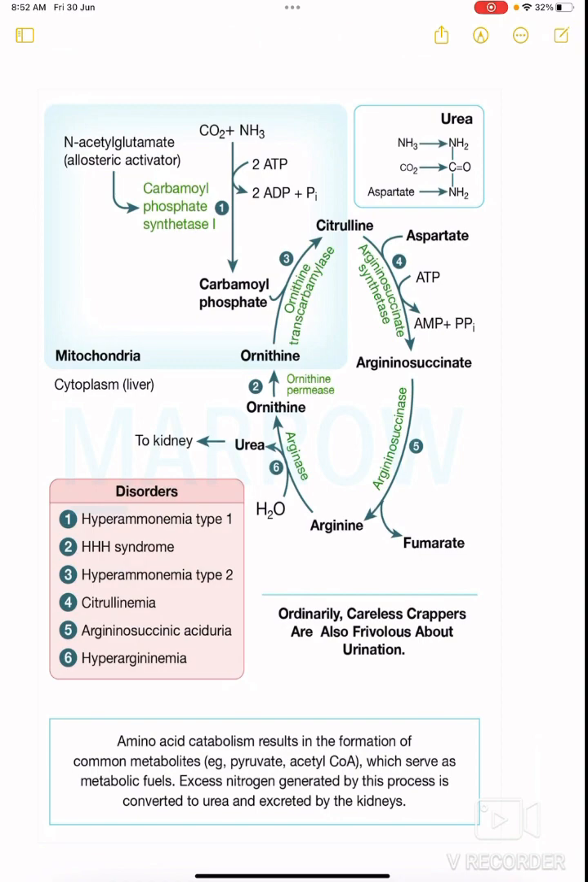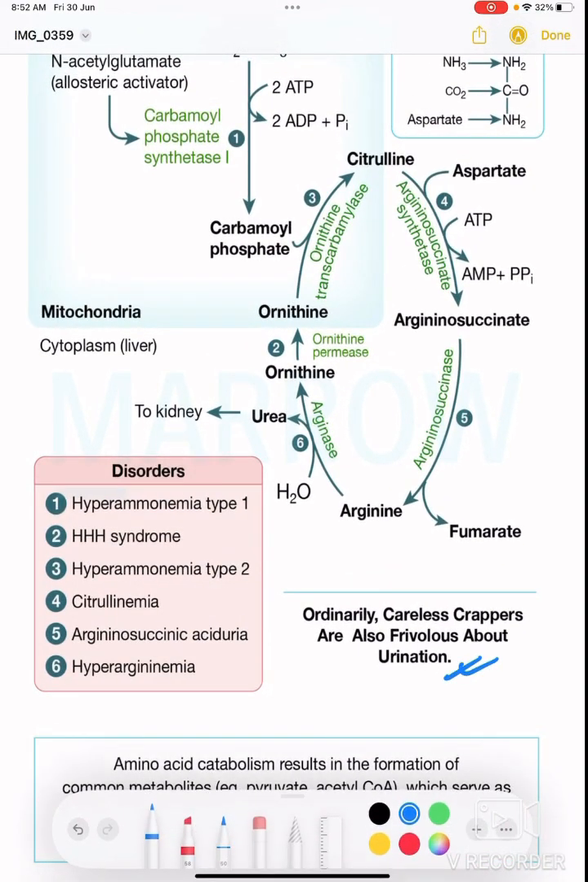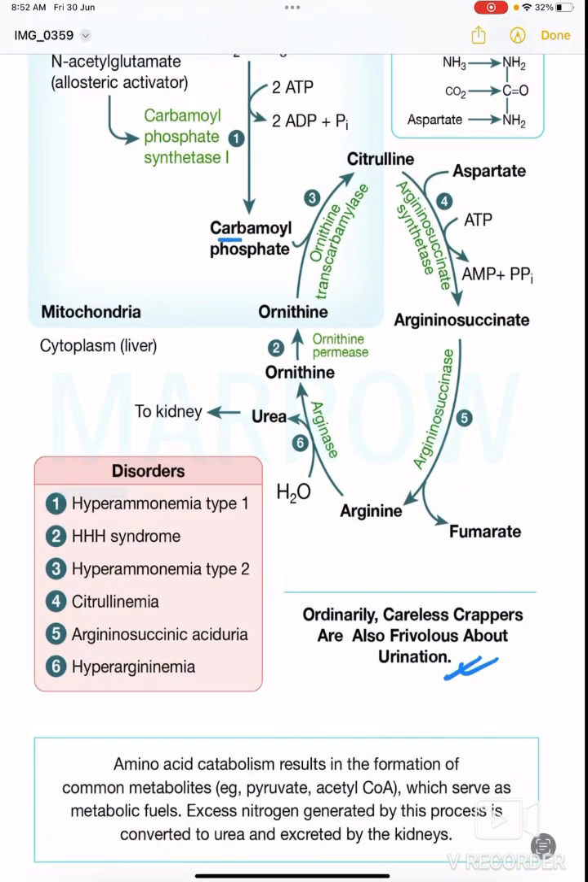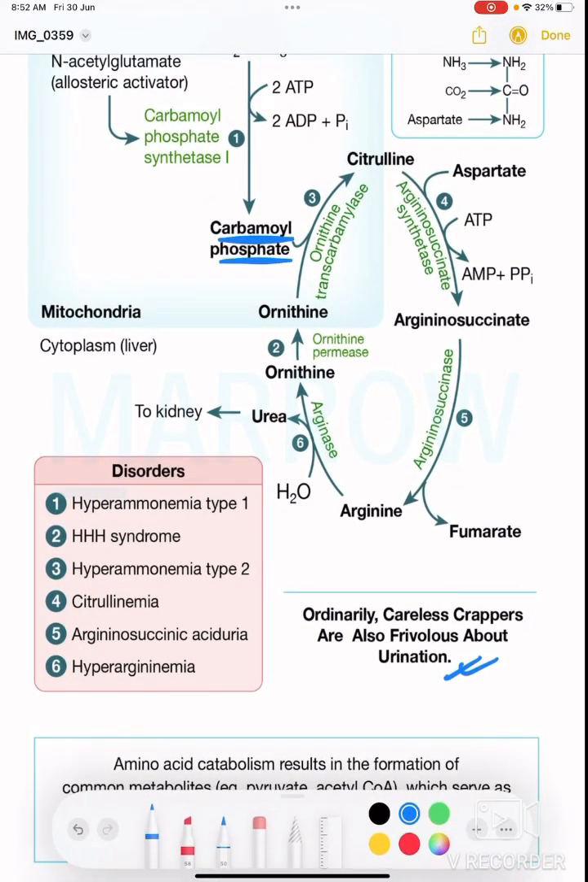Ordinarily careless scrappers are also frivolous about urination. Same mnemonic is given. So first of all, CO2 plus NH3 combines to form carbamyl phosphate through an enzyme called carbamyl phosphate synthetase 1. And a very important question: it requires an allosteric activator called N-acetyl glutamate.